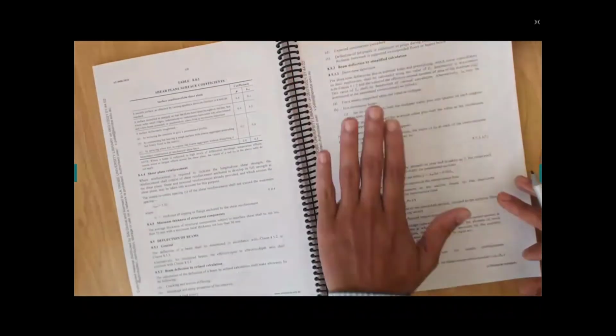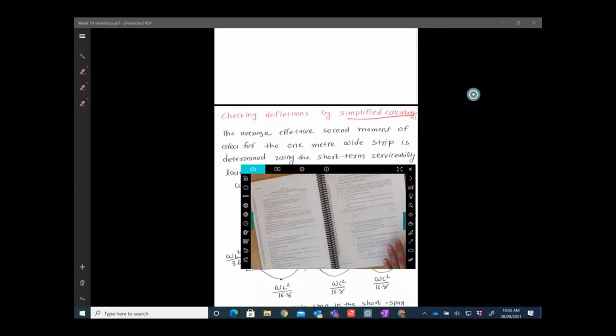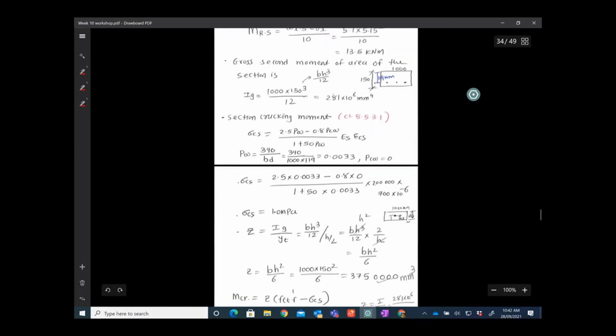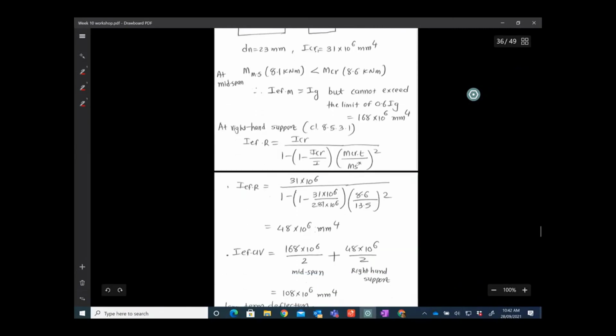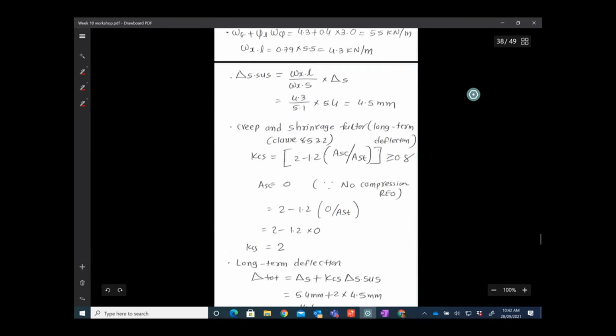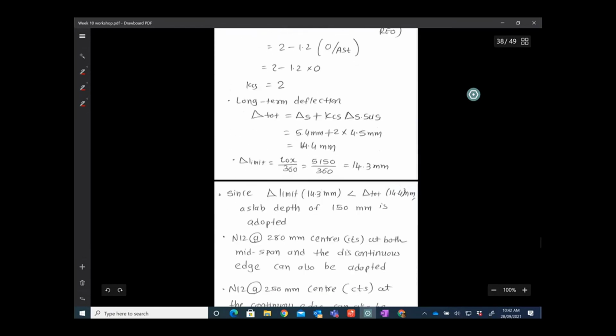If you follow this procedure in our beam examples and calculate the deflections, with gross I, cracked I, effective I, we have already gone through. If you calculate this total deflection of 14.4, which is less than your limit, then the slab is adoptable. There is no issue. It's just like a serviceability check.